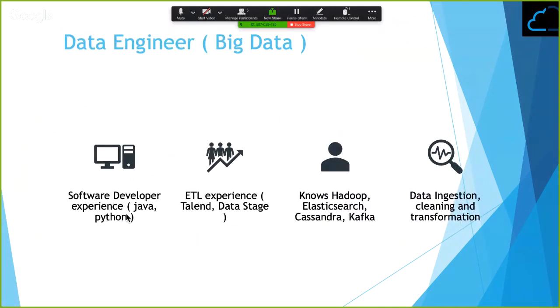So today we have a panel of two people. One is from a data science background, and one is from a software developer background. They will share their story, how they evolved through their careers.